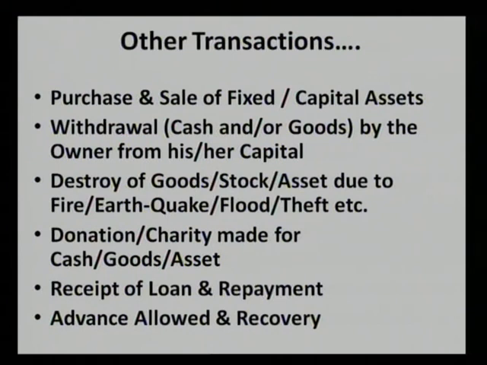Second one, withdrawal either in cash or in goods or in some assets by the owner from his or her capital, then again we have to debit the capital account and we have to credit either the cash account or the goods account or the asset account. Third one, destruction of goods or stock or assets due to fire, earthquake, flood or theft. Again we know that we have to debit the loss account and we have to credit either the goods account or the stock account or the asset account, and the same effect will be passed on the respective accounts either at the debit side or at the credit side.